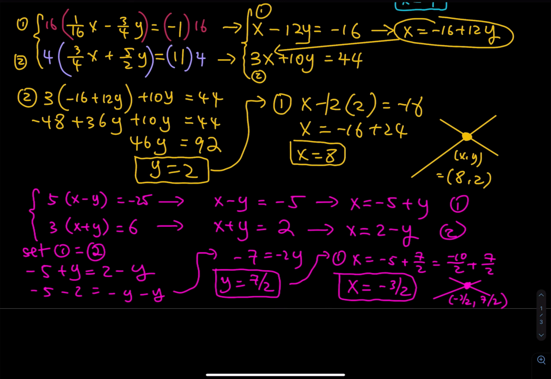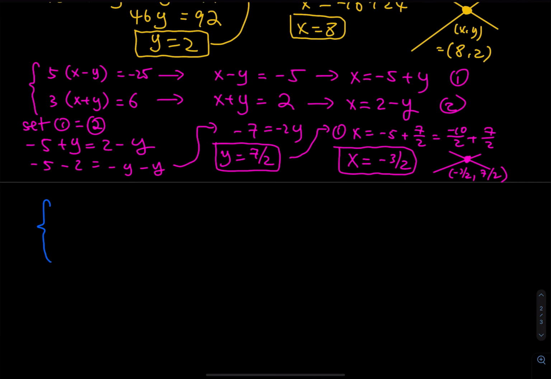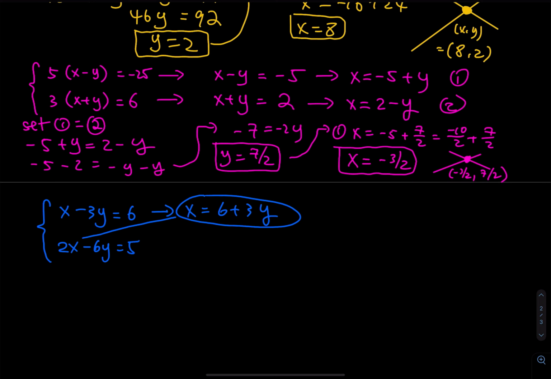Okay. And then we have 2 problems left. The next one is a special case. The next system has no solution. Let's go take a look. So the next system, I have a system. This is x minus 3y equals 6. The second equation is 2x minus 6y equals 5. Let's rewrite. So this one is x equals 6 plus 3y. And then I am going to plug this x in over here. So that becomes 2 times 6 plus 3y, and then minus 6y equals 5.